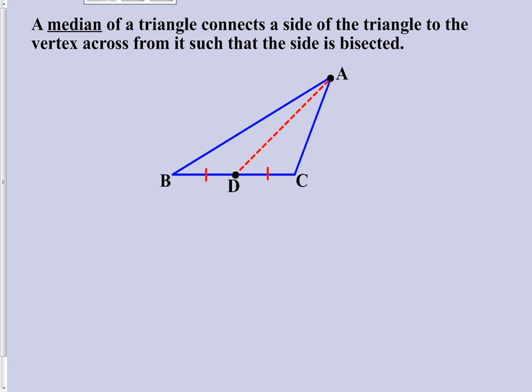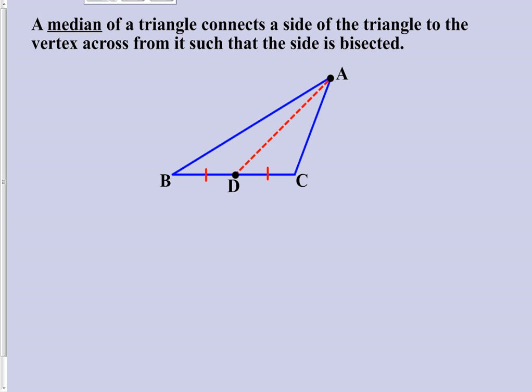Okay. Now there is no reason that a median will ever get outside of a triangle, because in order to get to the midpoint of the side that it's connecting to, it should have to pass through the interior of the triangle.